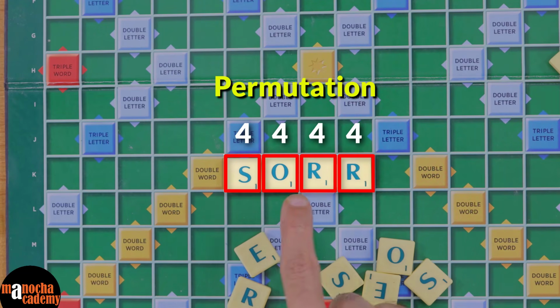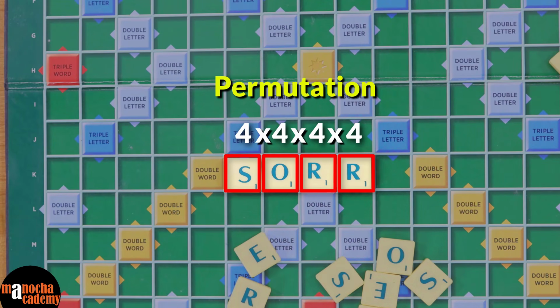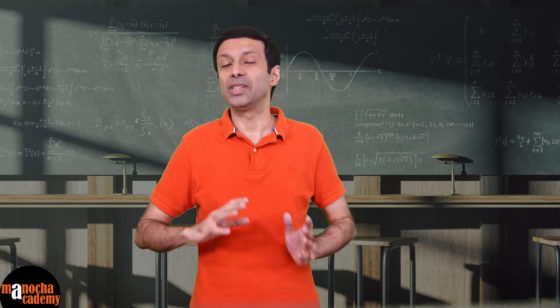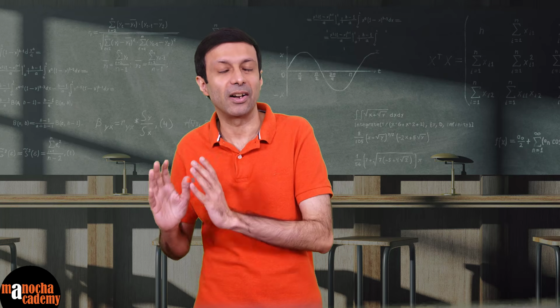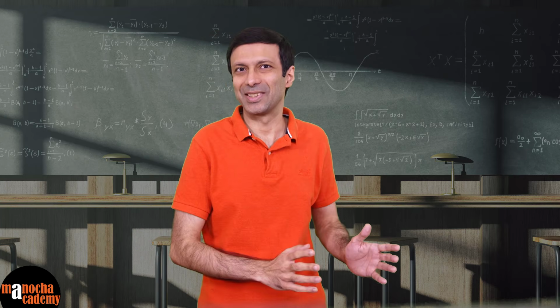So for each box, you have 4 times 4 times 4 times 4 choices. So in total, how many permutations are possible? That's right. It's going to be 4 to the power 4, which equals 256 permutations. So when repetitions are allowed, you can see more permutations are possible, because for each box we can fill in any of the 4 letters. So the final answer was 4 times 4 times 4 times 4, which equals 256. The answer will be different if repetitions are allowed or not allowed.